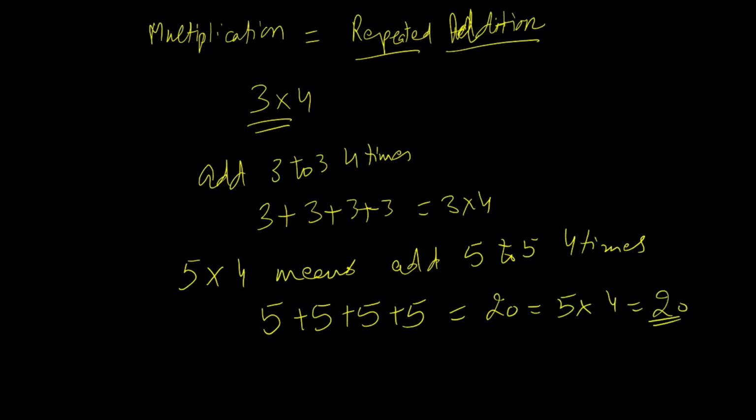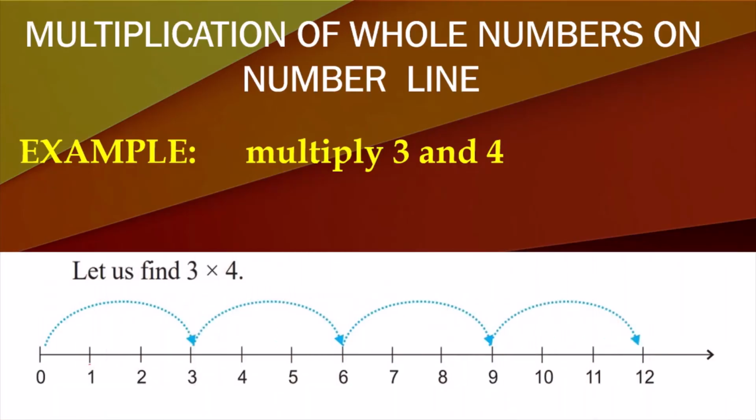So this will be applicable now on the number line. Let us see how we can implement the same thing on the number line. Here we have the number line. We have to find 3 multiplied by 4. As we have discussed, multiplication means repeated addition. So 3 multiplied by 4 means we add 3 four times.